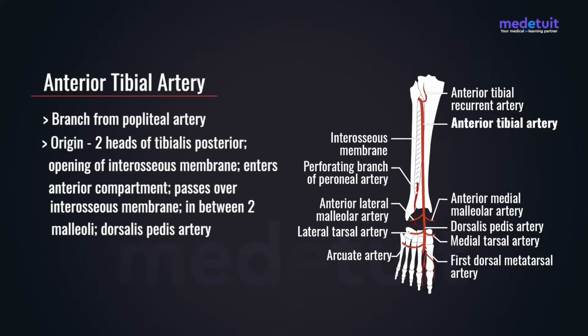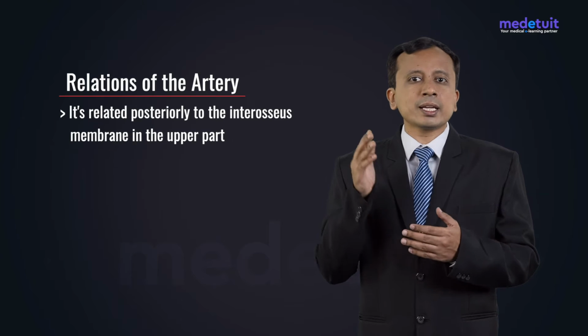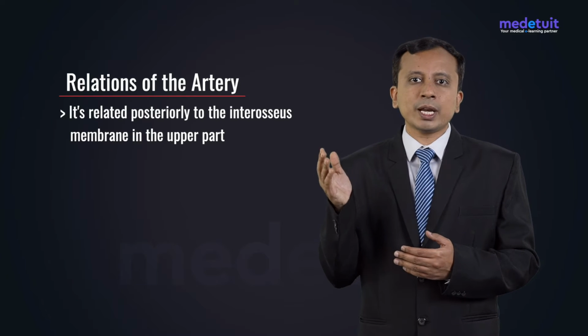After its origin, it goes between the two heads of tibialis posterior. It goes to an oval opening in the interosseous membrane and enters the anterior compartment, passes over the interosseous membrane, goes downwards and goes in between the two malleoli, where it divides into branches and gives the dorsalis pedis artery. Relations of this artery: it is related posteriorly to the interosseous membrane in the upper part.